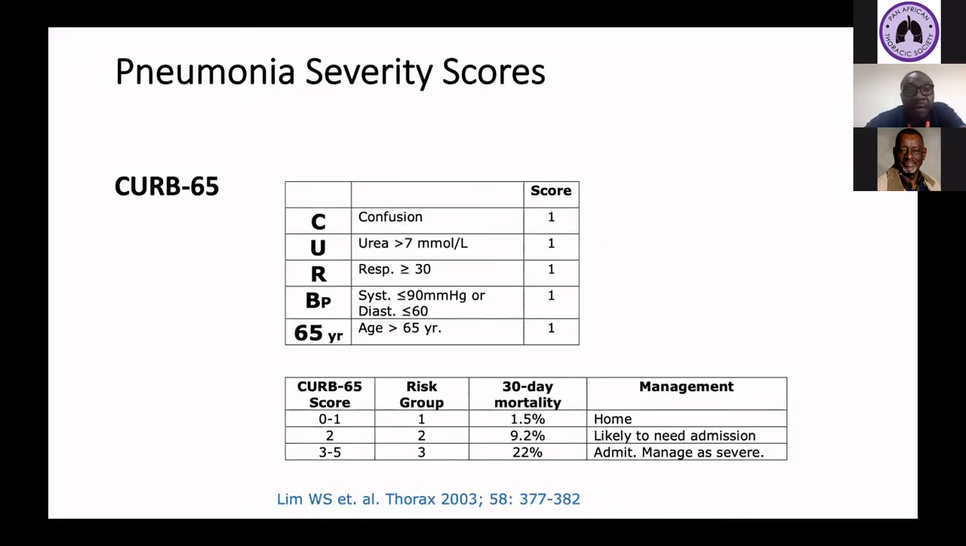More practical, we have the CURB-65 score designed by the British Thoracic Society with the different items: confusion, urea, respiratory rate, blood pressure, and 65 years, 1 point for each item. And we can see that for a score of 0 to 1, we have a patient to be treated at home. With an intermediate score of 2, patients are likely to need admission. With a score of 3 to 5, we should admit the patient to the hospital.